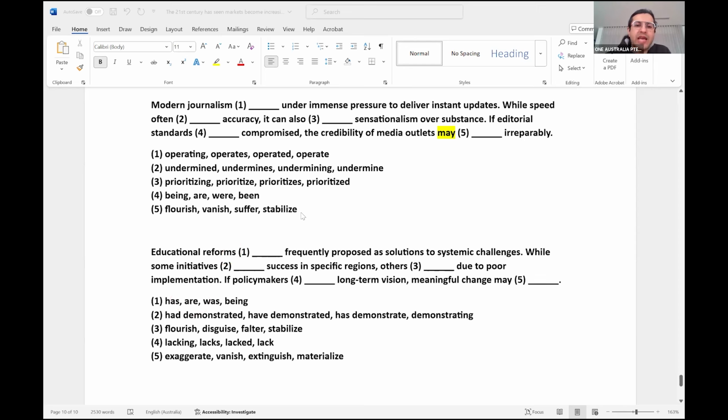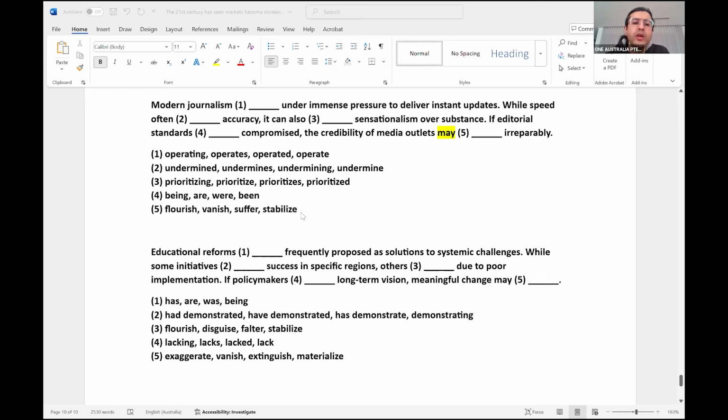While some initiatives dash success in specific regions. Have demonstrated. Very good. Why have demonstrated? Because initiatives is plural, and it is something ongoing. Whenever something is ongoing, it will be the present perfect, and present perfect needs has or have. Because it is plural, initiatives, we choose have. So have plus V3, verb 3, demonstrated.